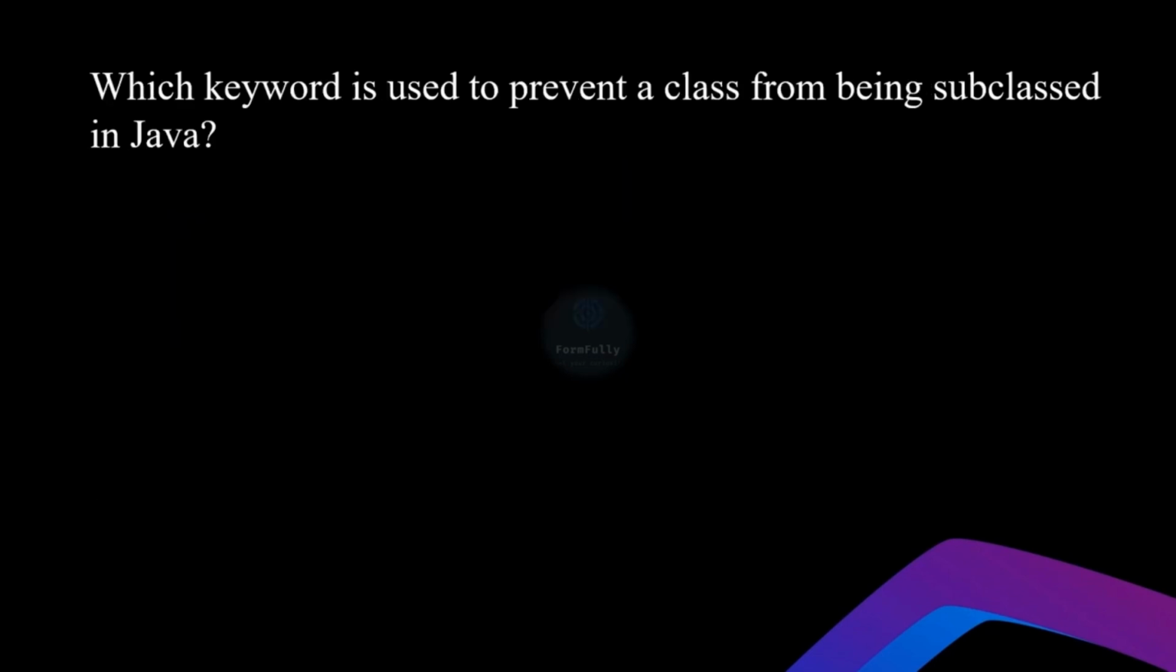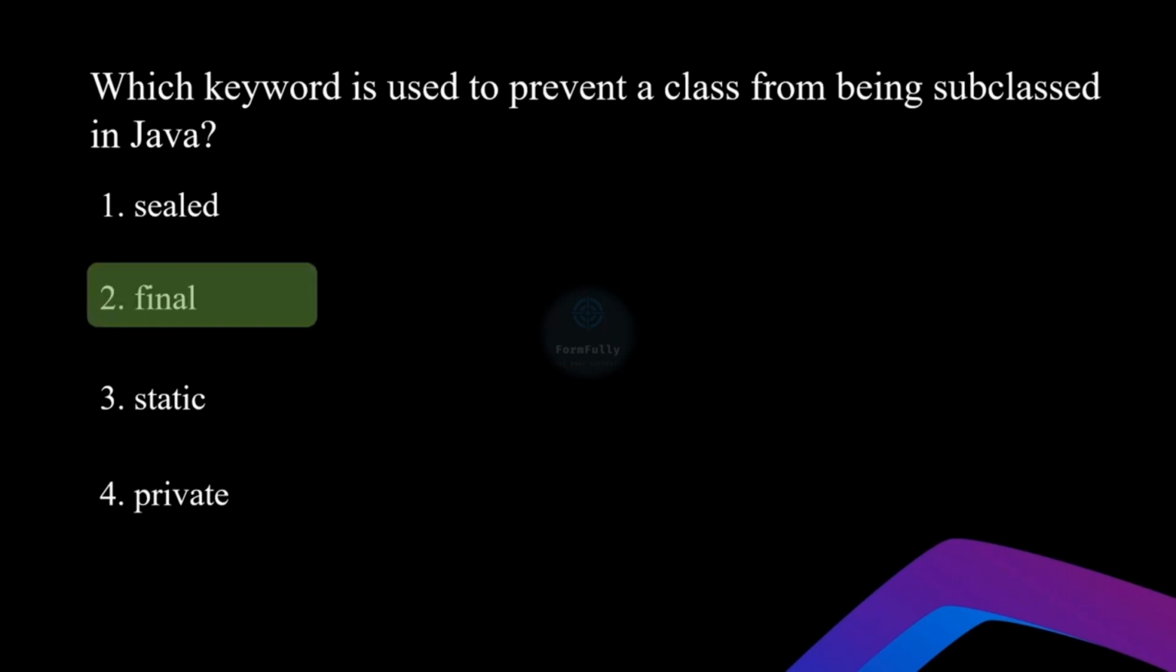Which keyword is used to prevent a class from being subclassed in Java? Sealed, final, static, private. Here option 2 is correct, as the final keyword is used to prevent a class from being subclassed in Java. A final class cannot be extended by another class. Option A, that is sealed, is a new feature in Java 17, but it is used to control which classes can extend it, not to prevent subclassing entirely.